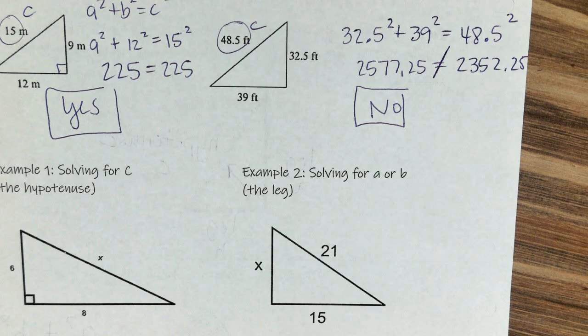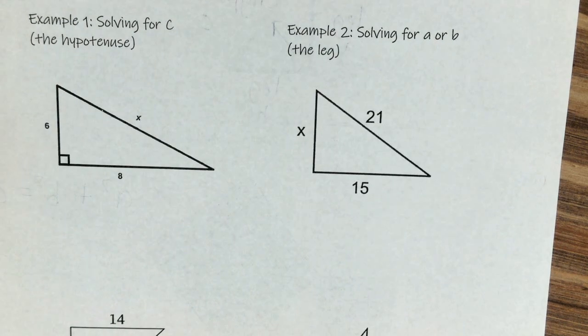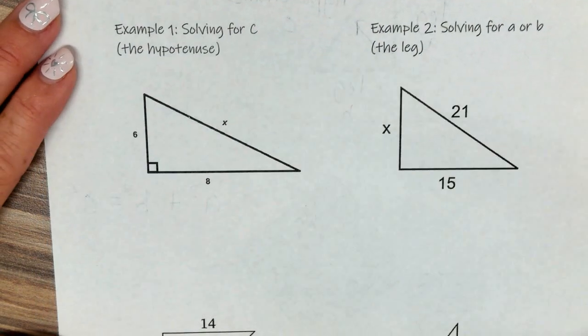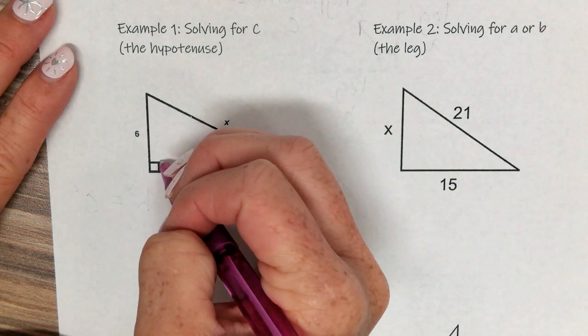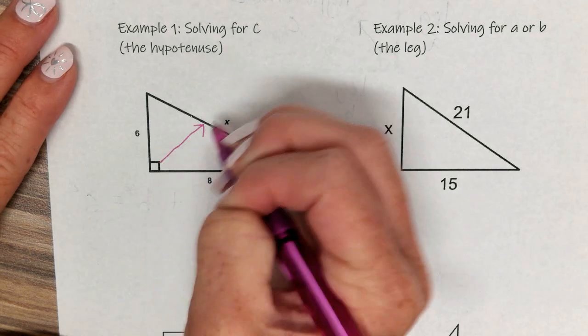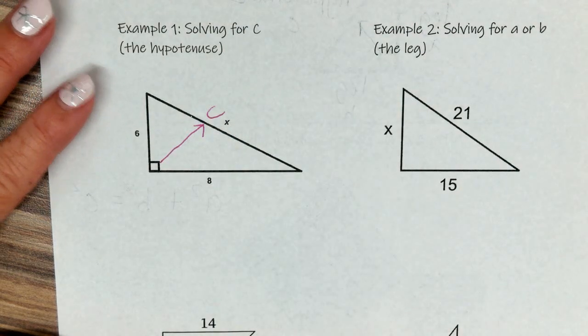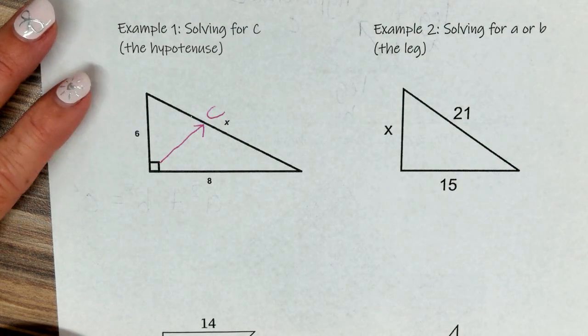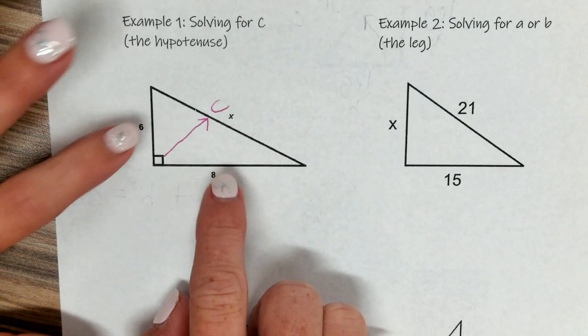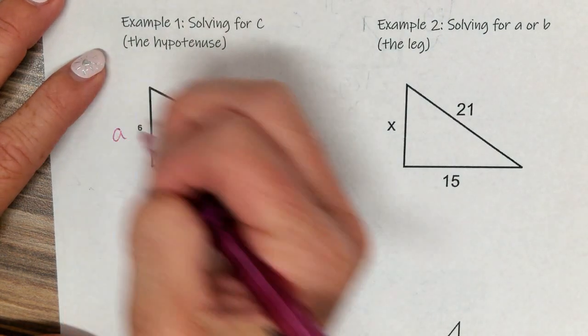Why else do we use the Pythagorean theorem? To find the missing side of a right triangle. So let's look at the first example. We're going to solve for the hypotenuse. How do I know where the hypotenuse is? It has to be across from the right angle, so this has to be side C. Does it matter which one I call A or B? No. So I'm going to call this one A, this one B.